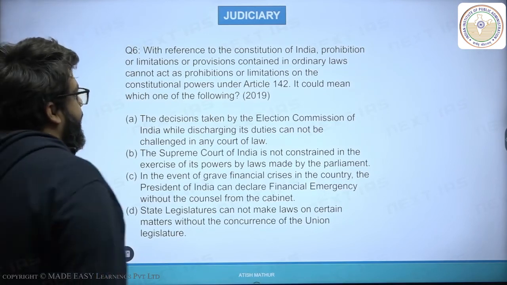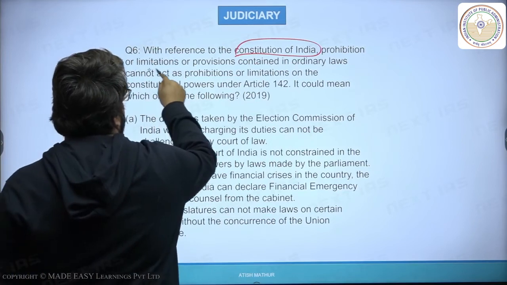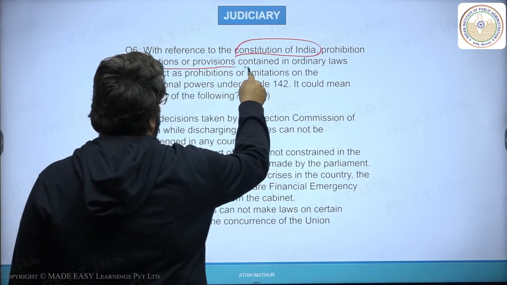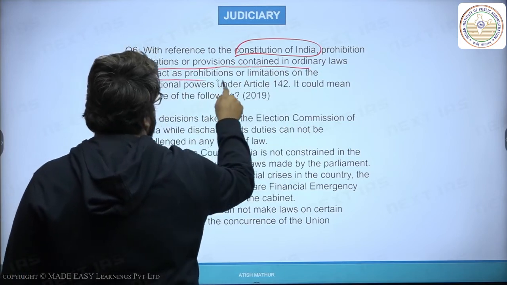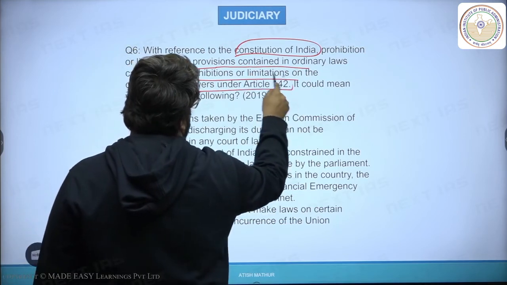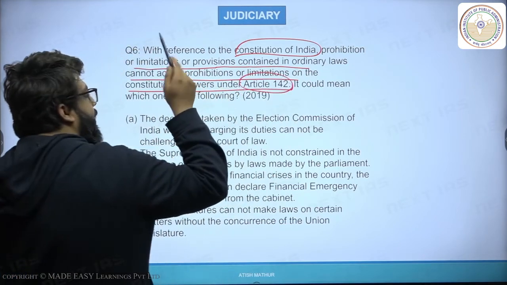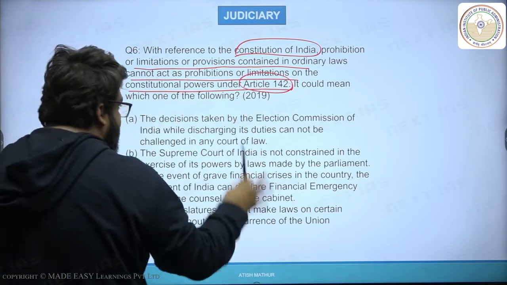Look at the question. With reference to the Constitution of India, prohibitions or limitations or provisions contained in ordinary laws cannot act as prohibitions or limitations on the constitutional powers under 142. इतना तो पता है सुप्रीम कोर्ट से रिलेटेड कुछ है, करेक्ट? इस आर्टिकल नंबर की रेंज में.